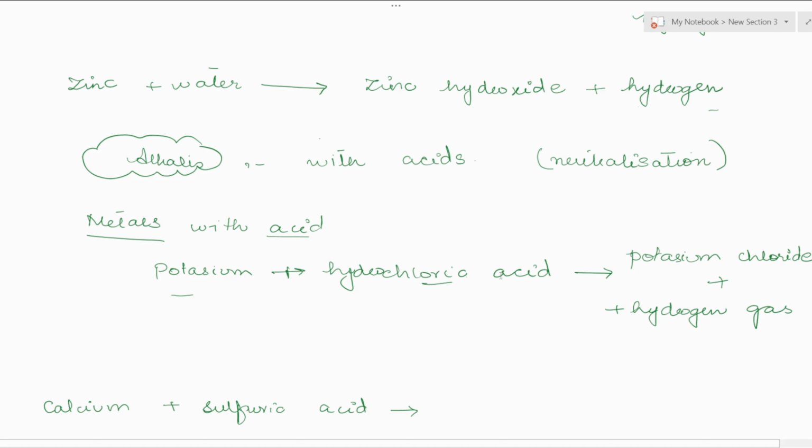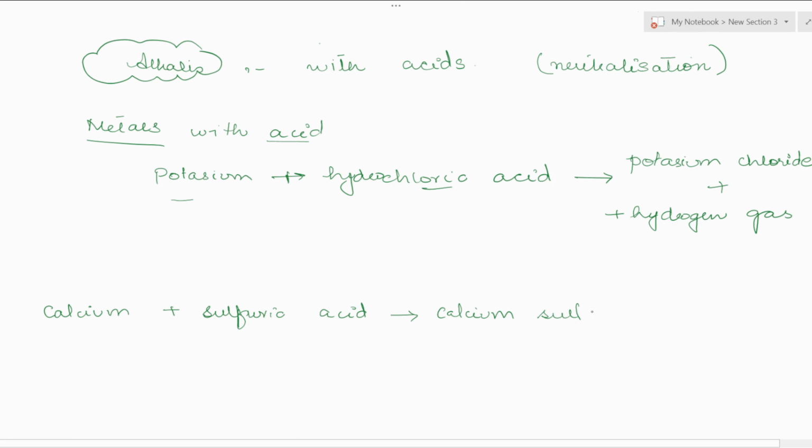Calcium sulfate plus hydrogen. Okay, what about zinc? If zinc reacts with sulfuric acid, we get zinc sulfate and hydrogen. And if iron reacts with hydrochloric acid, we get iron chloride and hydrogen gas.